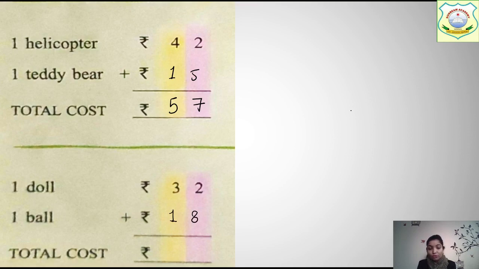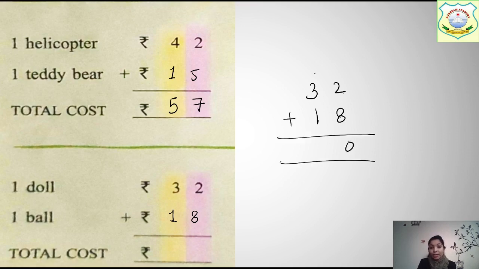Now what we have to do? We need to add this 32 and 18. Right? We need to add. 8 plus 2, how much? 10, carry 1. 3 plus 1, 4 plus 1, 5. So how much we got? Total cost is 50 rupees. So you have to write down. Okay, 50 rupees. Let me write it clearly. This is 50 rupees.